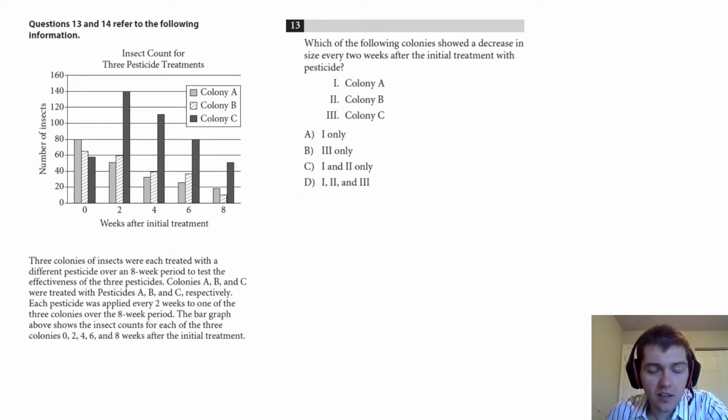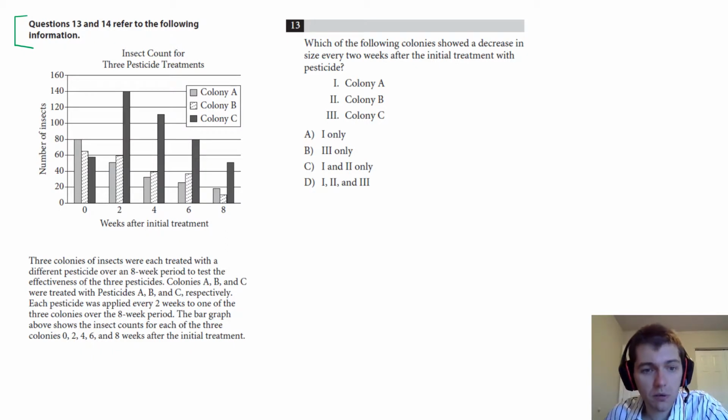Problem 13. They start with this information that'll be for questions 13 and 14. Every time they do this, they give you a huge amount of information. Skim it. Don't try to read it in depth or you'll end up running out of time. But you have bar graphs with the number of insects. It looks like 3 different colonies.